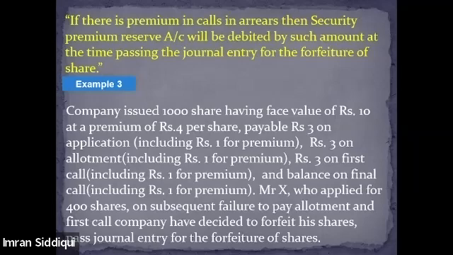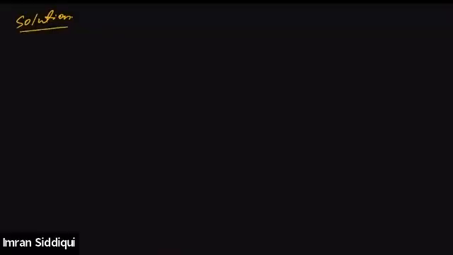As for example 3, it says: company has issued 1,000 shares having a face value of ₹10 each at a premium of ₹4 per share, payable 3 on application, 3 on allotment, 3 on first call, and balance on final call. Mr. X, who has applied for 400 shares, on subsequent failure to pay allotment and first call, the company has decided to forfeit his shares. All right, so let's solve this question. Solution to example 3.